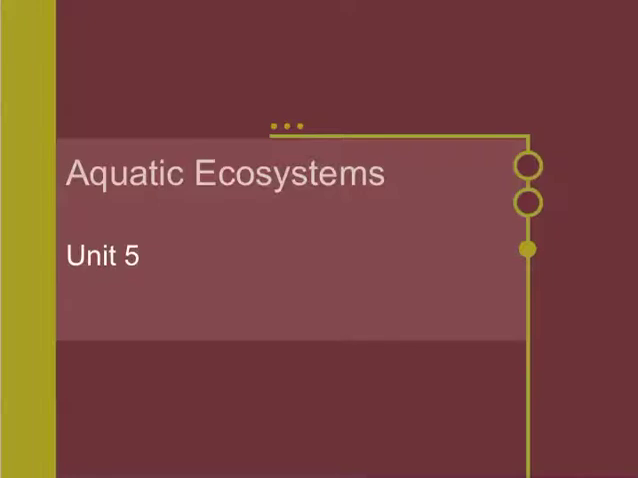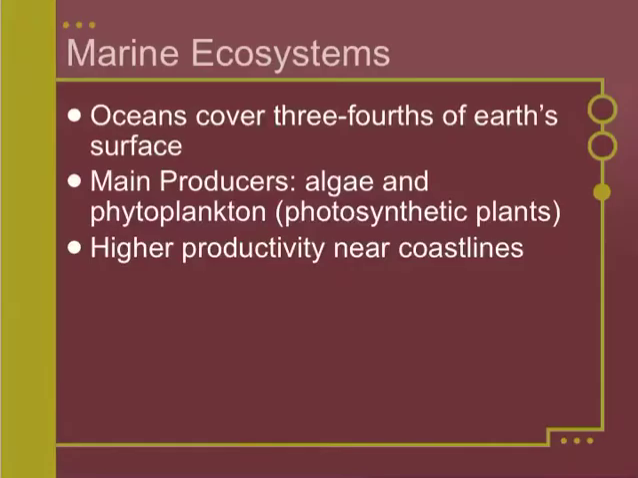Unit 5, Aquatic Ecosystems. Marine ecosystems. This refers to all the saltwater ecosystems on our planet. Oceans cover 3/4 of our Earth's surface and contain main producers of algae and phytoplankton. You'll find more productivity near coastlines of oceans where the water is shallow and warm with lots of sunlight.